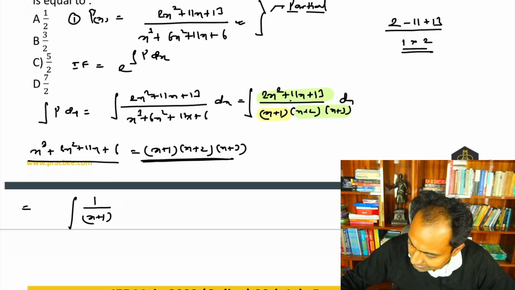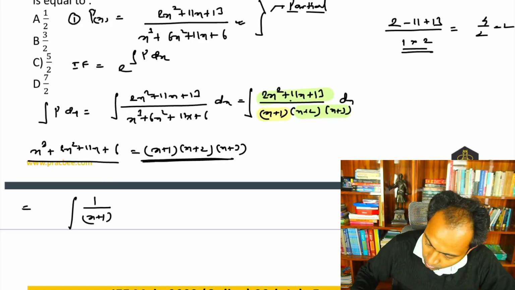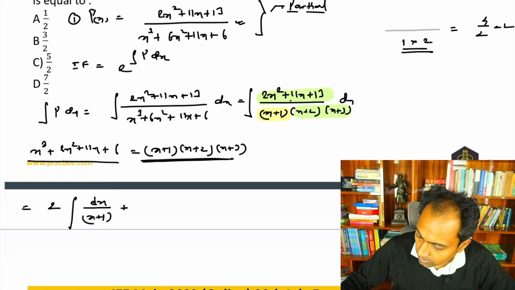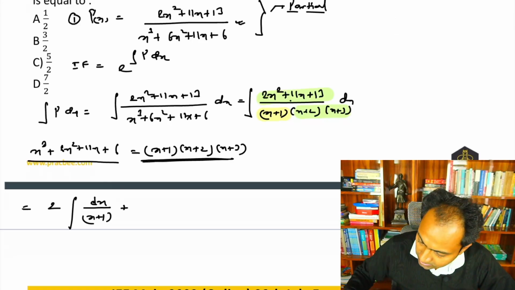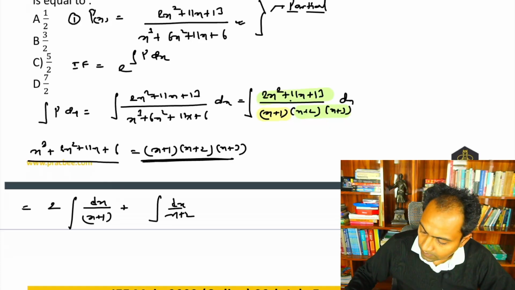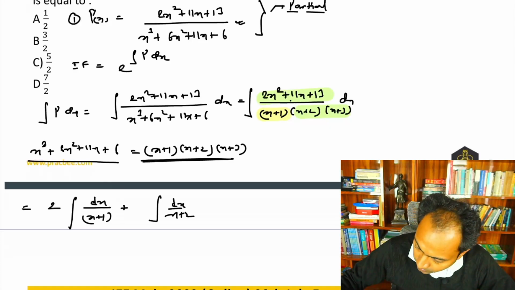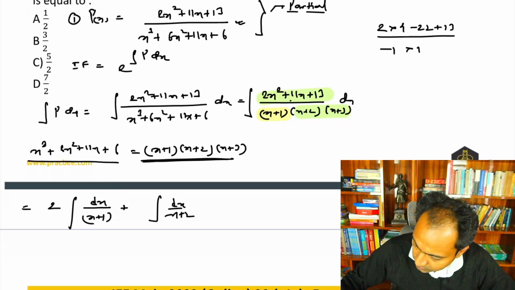We can write this integral. This will become 4 by 2. That comes out to be 2. So we can write here 2 dx. The next one, when you do, now we will apply the similar technique, but since we are writing integration of 1 by x plus 2, in this case I will put minus 2. So if I put minus 2, this is 2 into 4 minus 22 plus 13. This becomes minus 1.